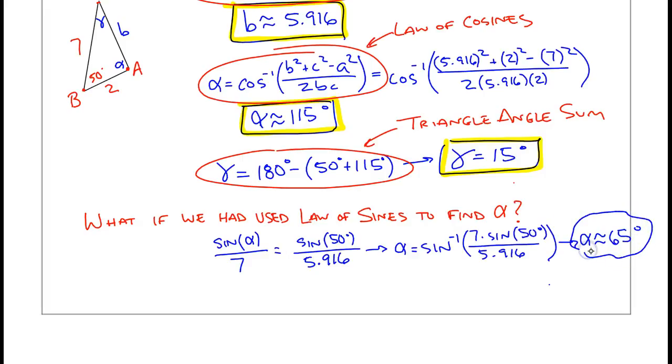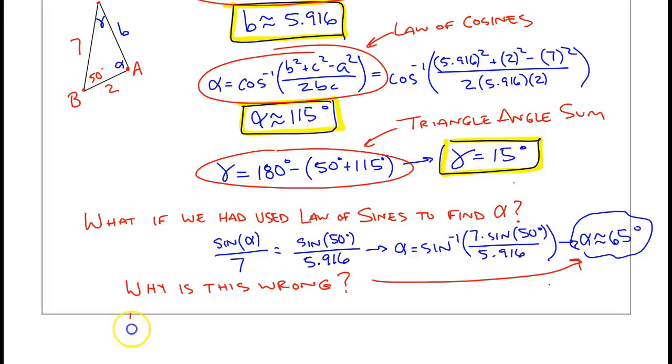What's the deal with that? I thought alpha was 115 degrees. Why did we get a different answer using law of sines, which is something that has to be true? So we have another question here, and it's, why is this wrong? So why is this thing wrong?